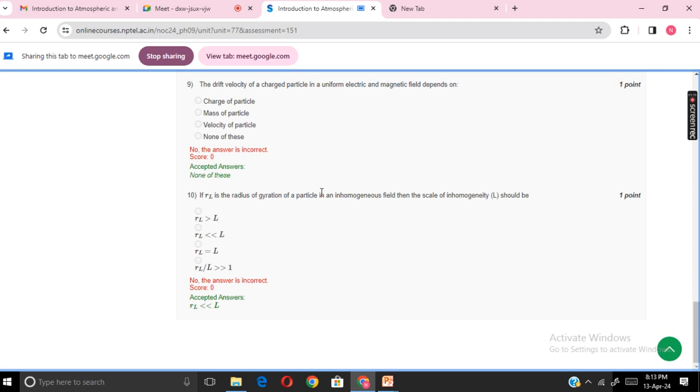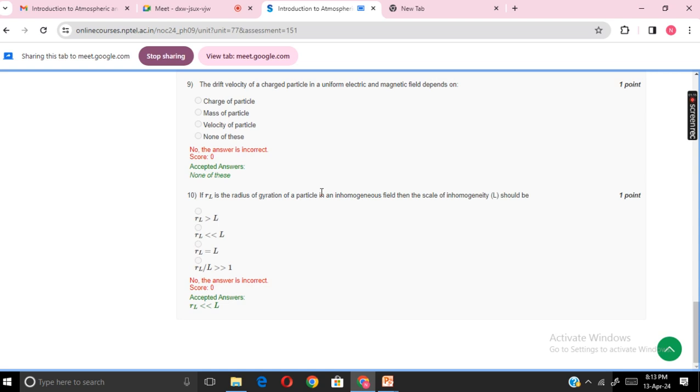So from the equation we can say it doesn't depend on the charge of the particle, it doesn't depend on the mass of the particle, and it doesn't depend on the velocity of the particle either. So the answer is basically none of these. None of these parameters does the drift velocity depend on. It just depends on the uniform electric and magnetic field. So none of these is the answer.